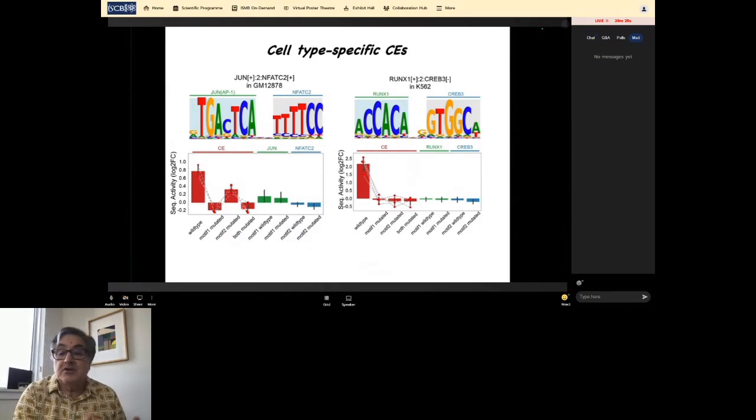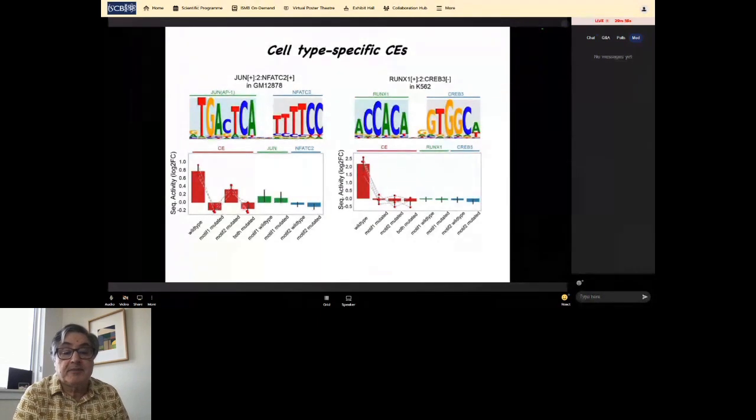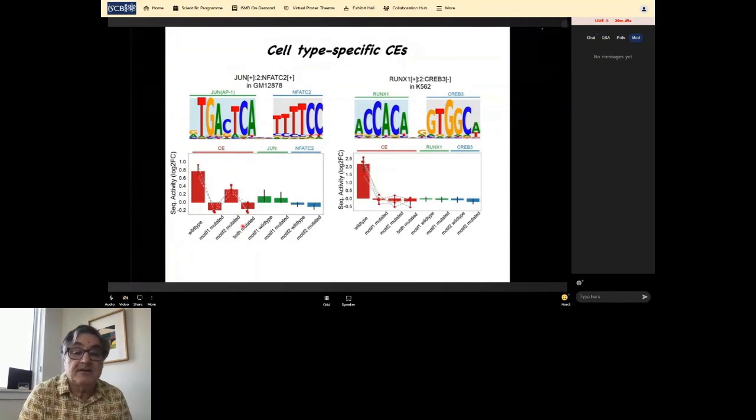So you can basically, in one very large assay, and the assay of course generates a huge data set because we're getting quantitative measures of each of these sequences, both the wild type and the mutant sequences, we can then systematically determine which ones are active and whether their activity is dependent on the predicted motifs. And so these are examples of newly discovered composite elements in GM12878 and K562 cells.